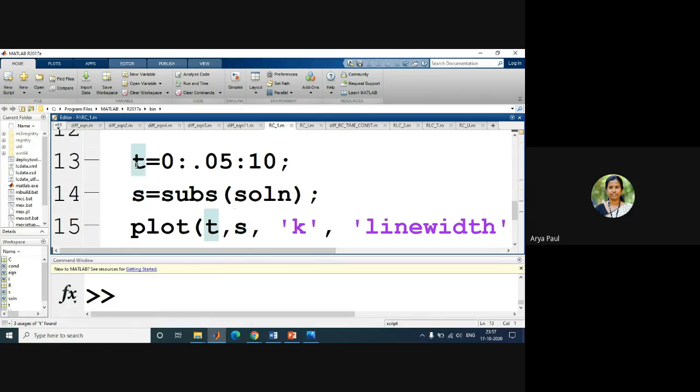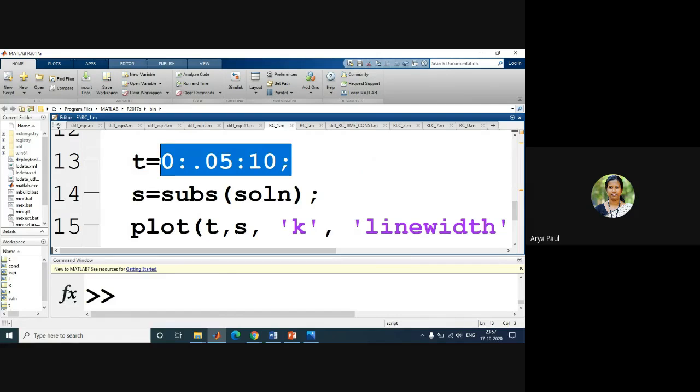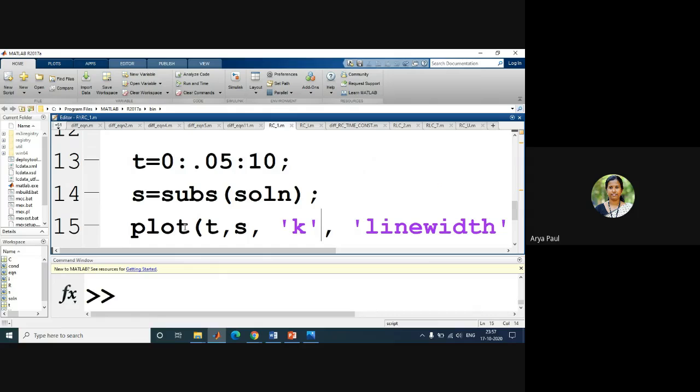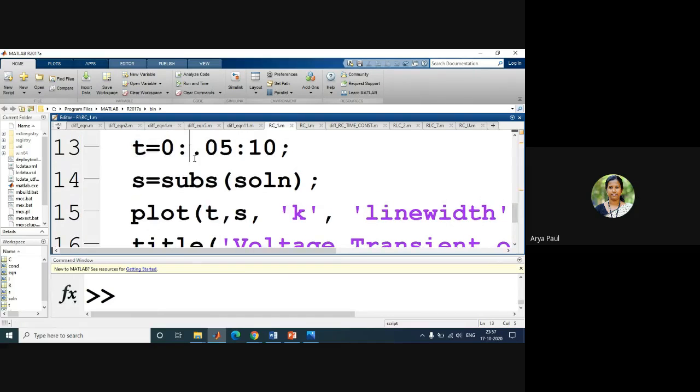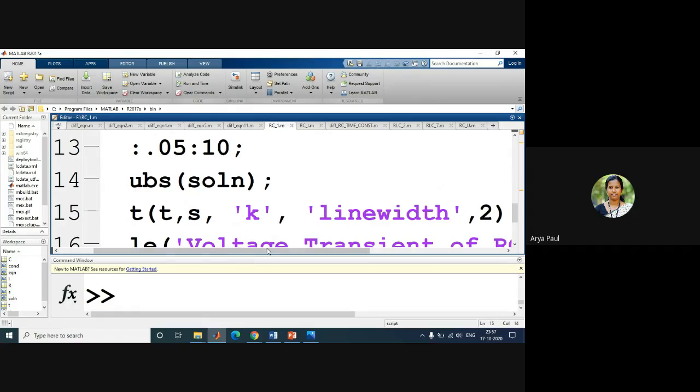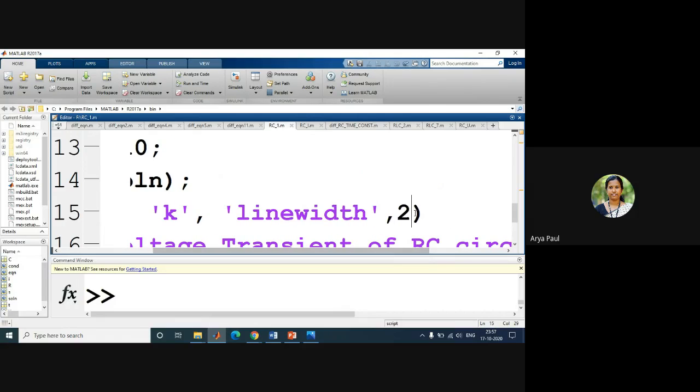Now you put t equal to some time values, 0 to 10. Now I am plotting t comma S. What is t? T is my time, 0 to 10, on the x-axis. What is S? S is my solution. Then k is for black color, and I am changing the line width to 2 for more clarity and thickness.